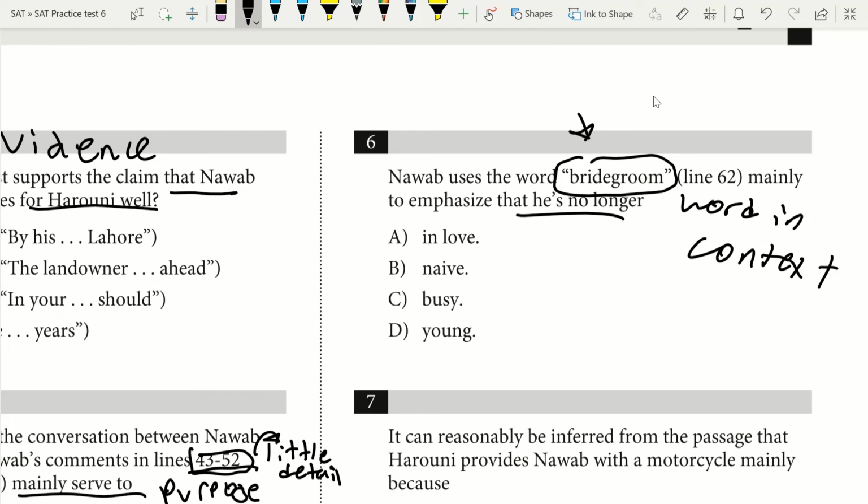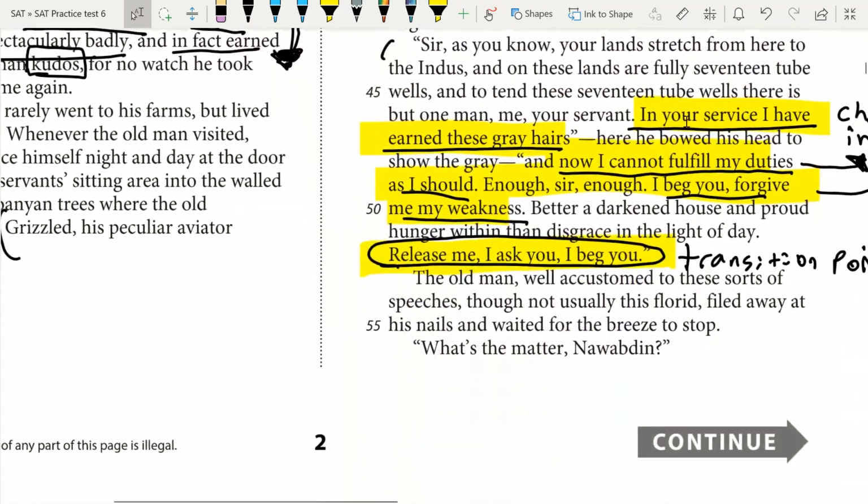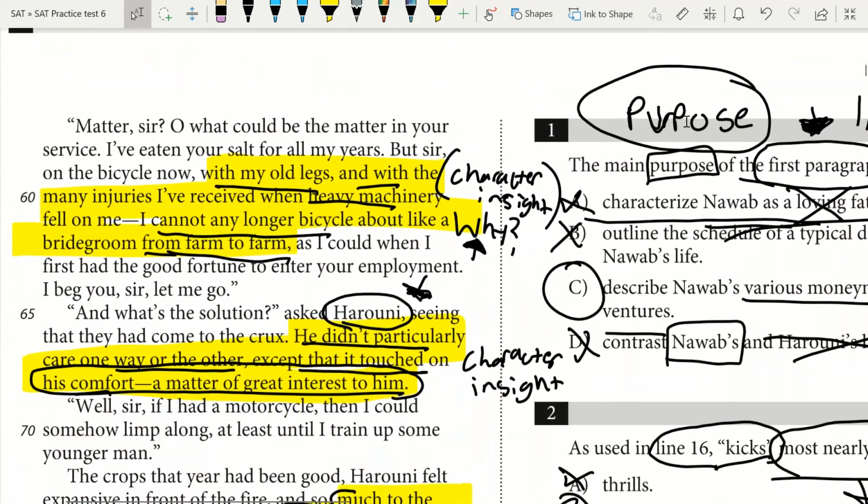So that's really our ability to interpret this word bridegroom in context. It's not a little detailed question. I apologize for that. It is a words and context question, 100%. So the word bridegroom, line 62, is emphasizing Nawab is no longer what? As always, we're referring to a line, so we go find that line. We got bridegroom right here. I'm going to erase this so you can see it better.